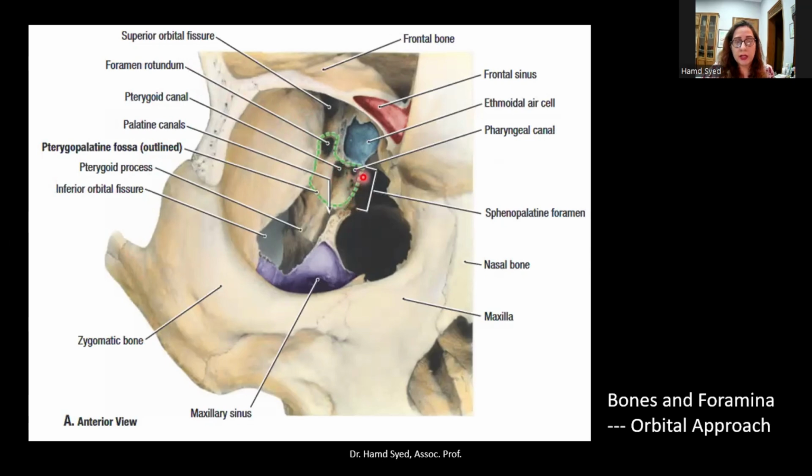And in the medial aspect, here is the sphenopalatine foramen that I told you leads into the nasal cavity. And if we look over here inferiorly, we can see the passages for the palatine canals, that is the greater and lesser palatine canals. And over here, this is the inferior orbital fissure, and this area over here is the orbit.